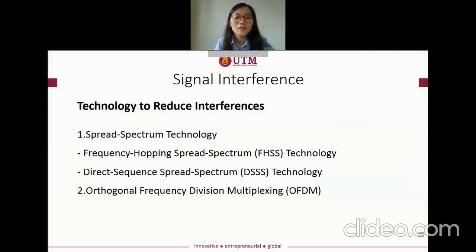In FHSS technology, the frequencies are changed in a predictable pattern by using narrow band signals. Frequency hopping means the data signal hops between narrow channels following a predetermined cyclical pattern. Therefore, the technology is strongly resistant to interference and environmental factors.